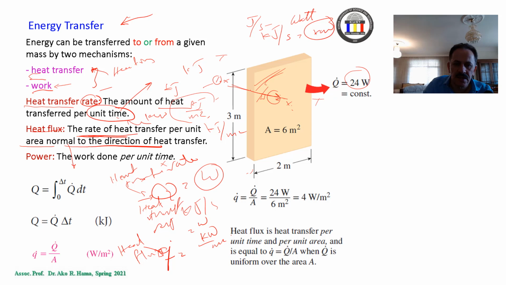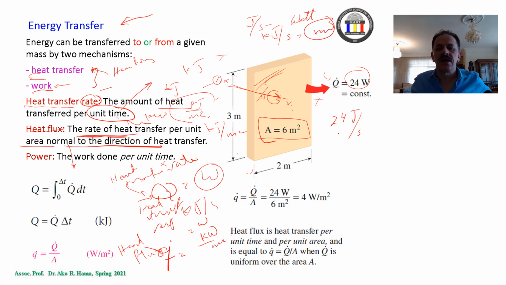That is, in this area that we have 3 meter by 2 meter, which is 6 meters squared. Now if the transfer rate was 24 watt, it means 24 joule per second will be transferred from one point to another point. That's called the energy transfer rate. While the heat flux means, okay, per 1 meter square of this 6 meter square, how much will it be? Each 1 meter square of this 6 meter square, how much could it be holding?